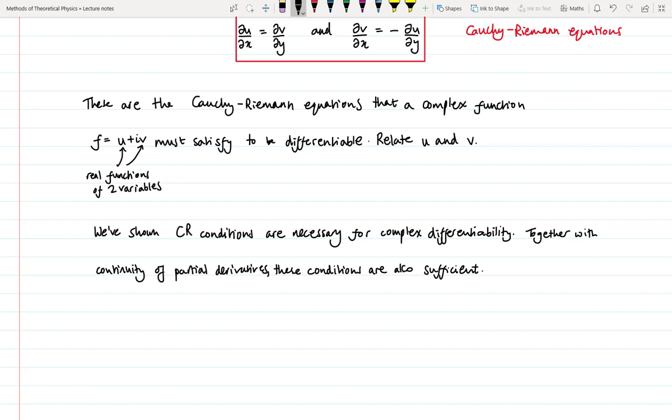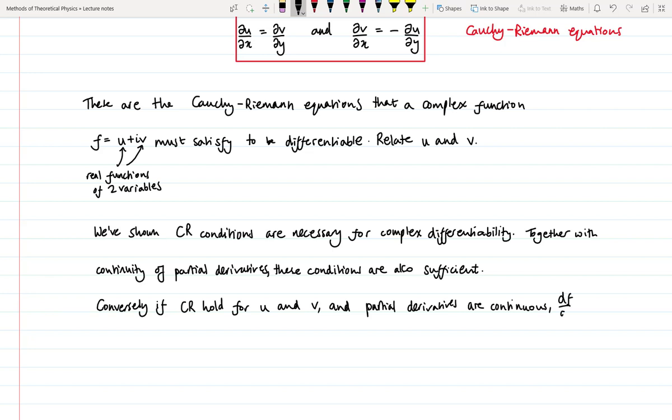We just saw what the consequences are of demanding that df by dz exists. You can also look at things the other way around. So conversely, if the Cauchy-Riemann conditions hold for functions u and v, and partial derivatives are continuous, then df by dz exists.